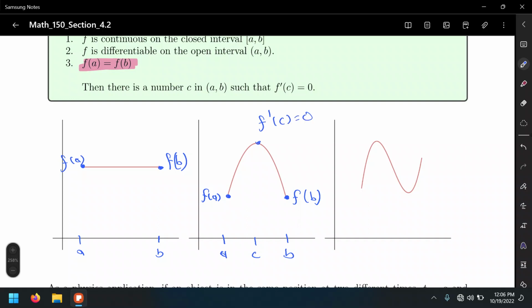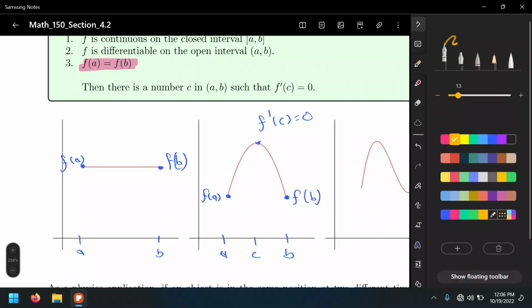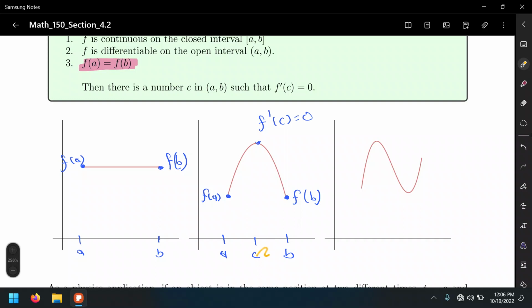Again, recall that the derivative means slope. Slope of what? The slope of the tangent line at this given point. And if we do that, that tangent line is horizontal, which has a slope equal to 0.